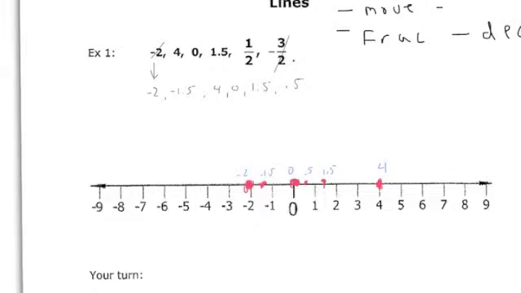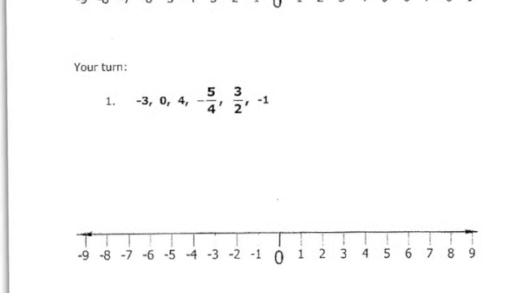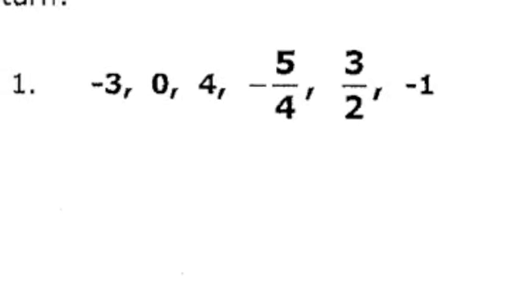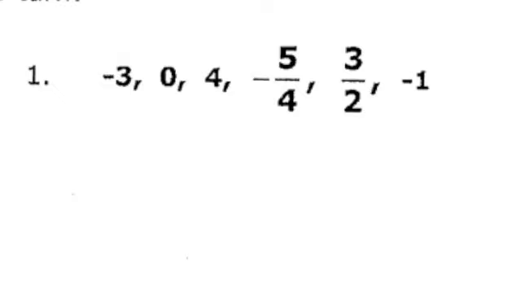Okay, let's try another. Remember, first thing, we want to go ahead and organize these by negatives and positives. So let's go ahead and put our negatives together. So we have negative 3, negative 1, negative 5/4, 0, 4, 3/2. Okay, so there's all of our numbers.